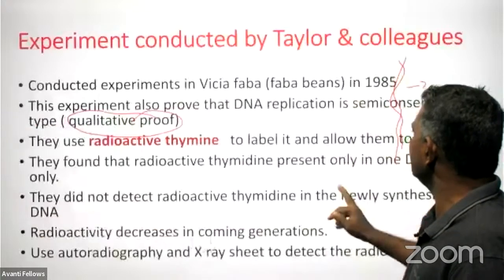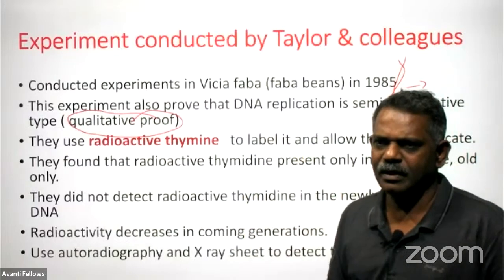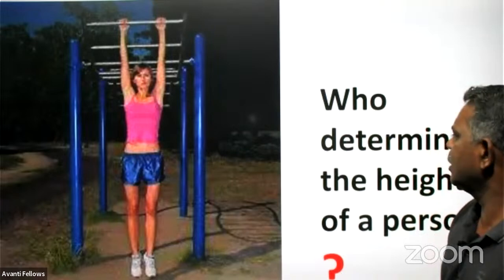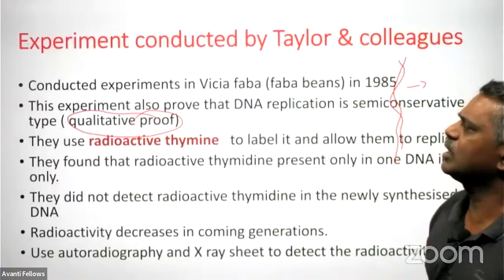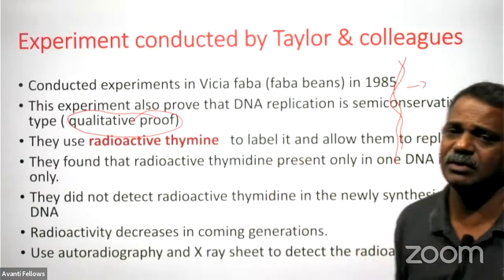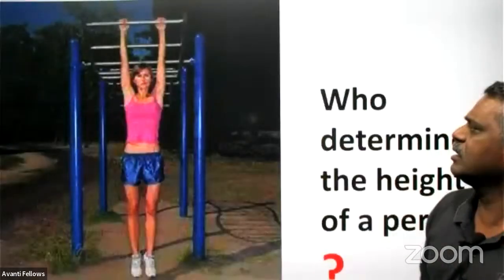The thing is that here they used radioactive thymine. And that's why we call it the qualitative proof which explains that DNA replication is semi-conservative. So now we will go for another topic.